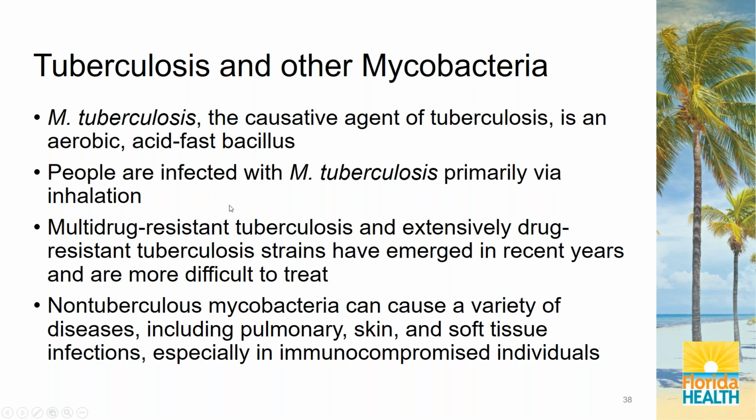People are infected with tuberculosis primarily via inhalation, right? It's airborne. That's why we're going to put our patients in what type of pressure room? Negative pressure. Very good. Multi-drug resistant tuberculosis and extensively drug resistant tuberculosis strains have emerged in recent years and are more difficult to treat.